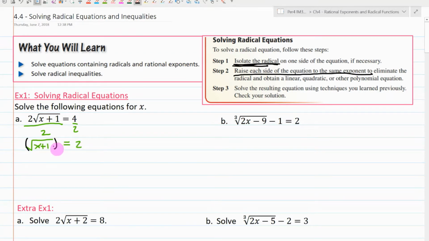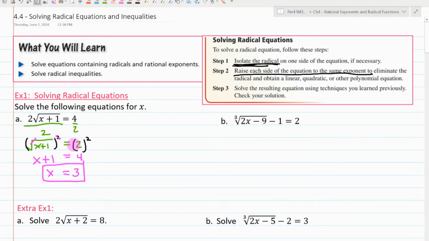In order to get rid of a square root, we're going to do the opposite of square rooting, which is squaring. So square root and a square are opposites, so they cancel each other out. And that equals 4, which we already talked about. We're going to subtract 1 from both sides, so x is equal to 3.